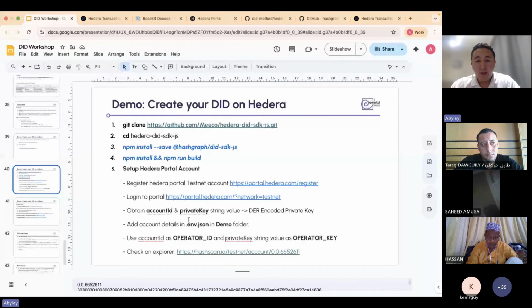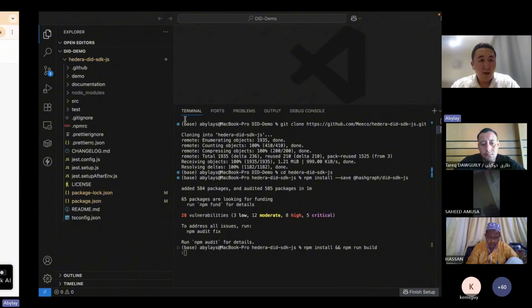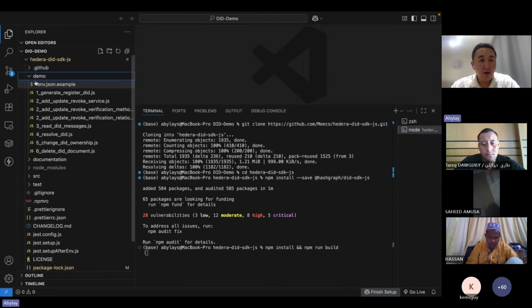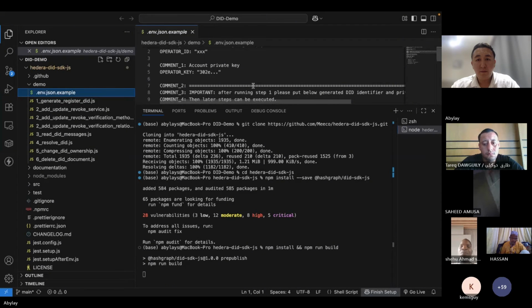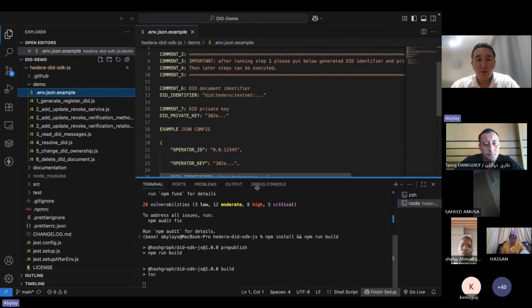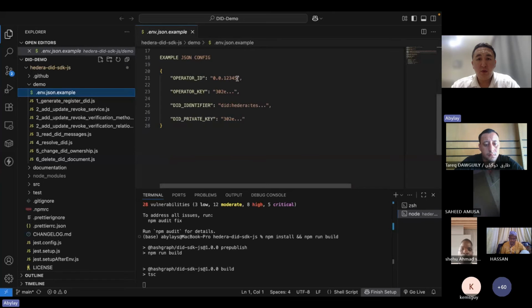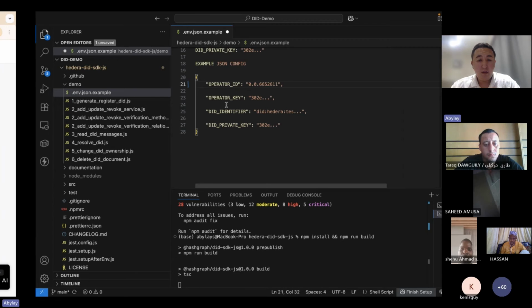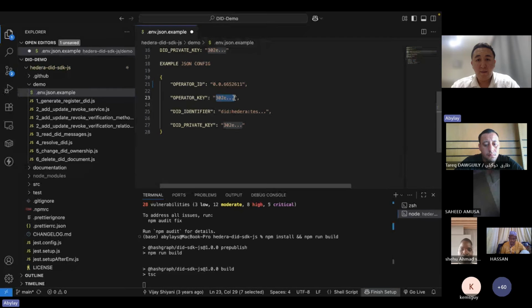So then after you generate your ID, you copy it. And in the demo file, you have this env file. So just go to the demo folder, and you have to put your own account ID in this operator field, and your private key in this operator key part. Yeah, it's a long private key.